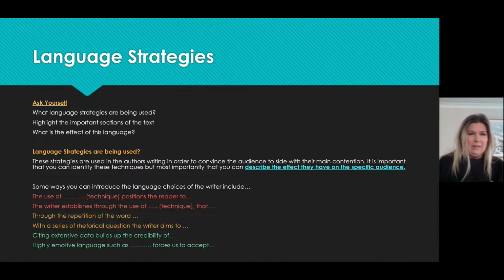Even better in green. Citing extensive data builds up the credibility of, or highly emotive language such as something forces us to accept. So just trying to change up your sentence structure and your language to allude to the different types of language strategies.